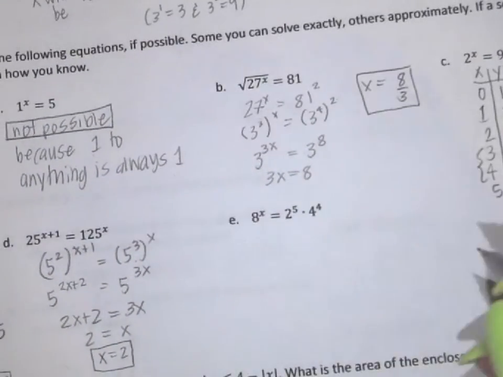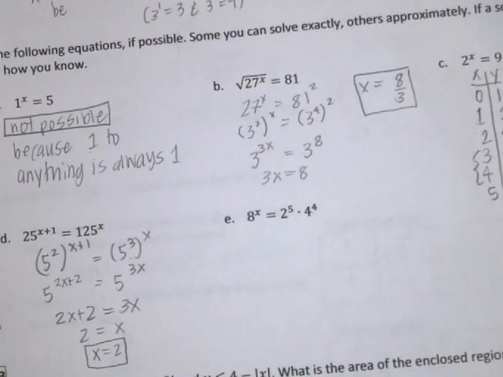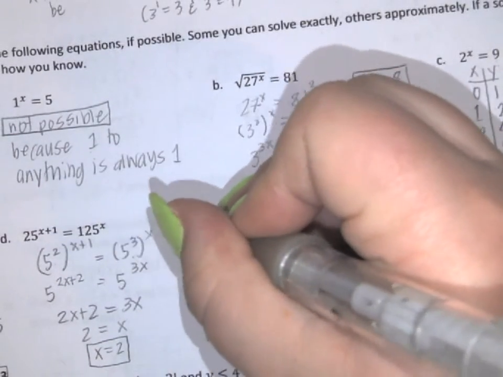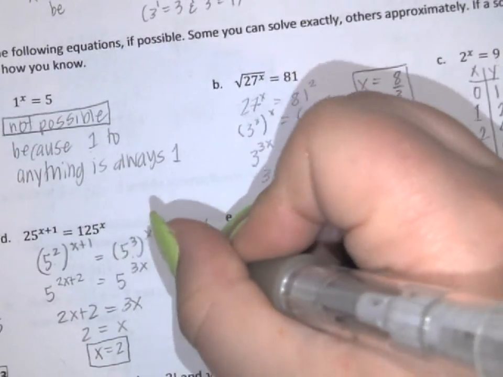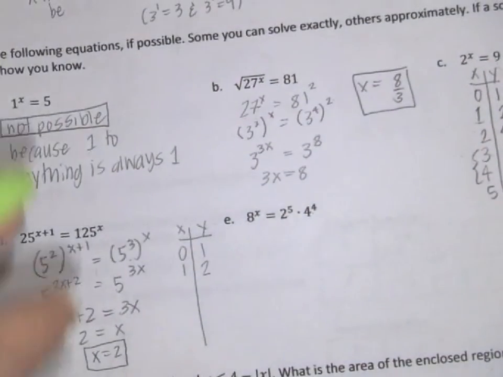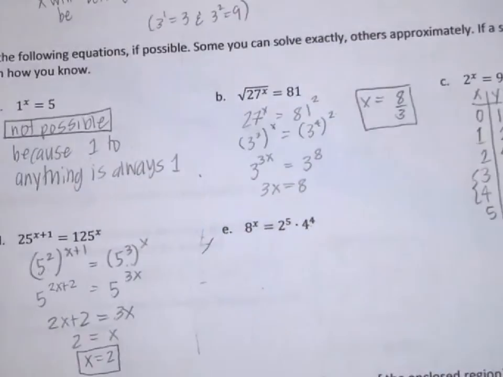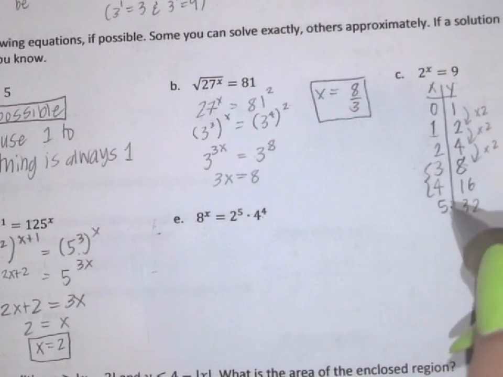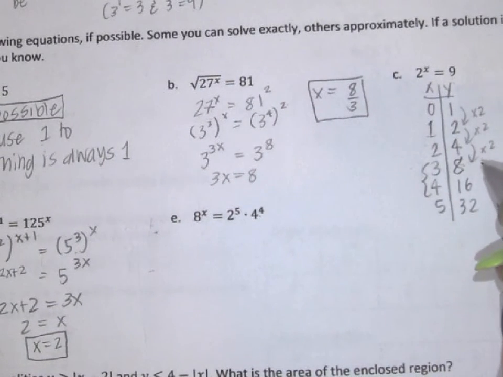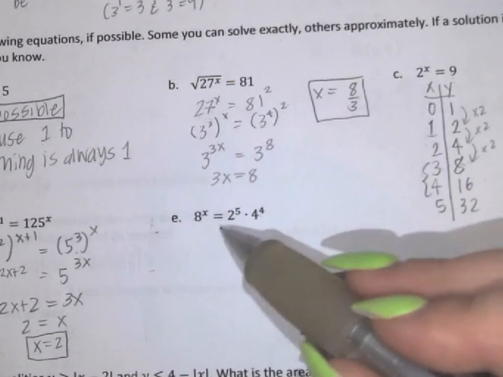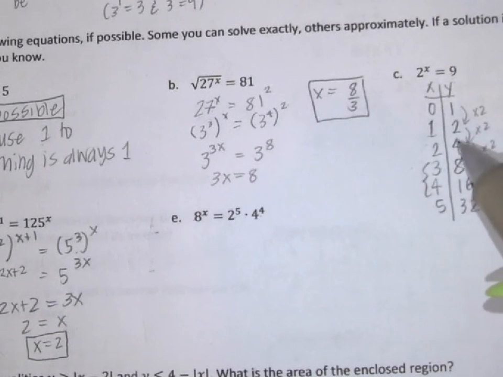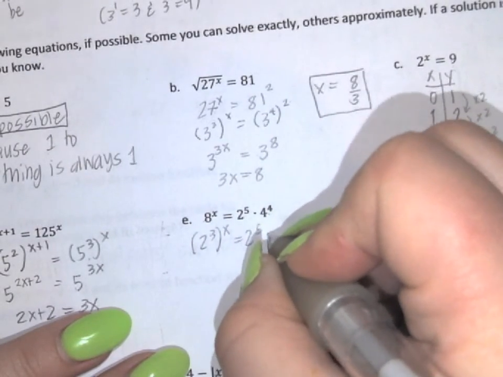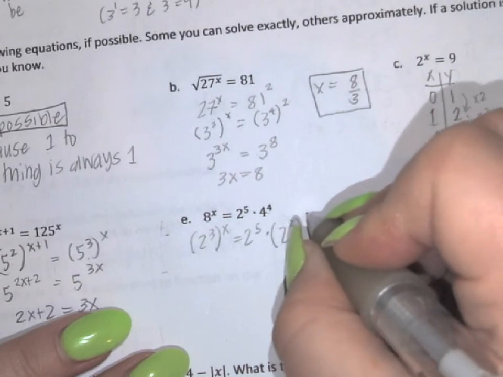Okay, last equation. These are all powers of 2. We make our table here. 2 to the 0 is 1, 2 to the 1 is 2. Oh, we already made our table. There is our table there, right? 8 is 2 cubed. 2 is already there, and then 4 is 2 squared. So we write this here. So that's 2 cubed to the x, to the 5th, and then that's 2 squared to the 4th.